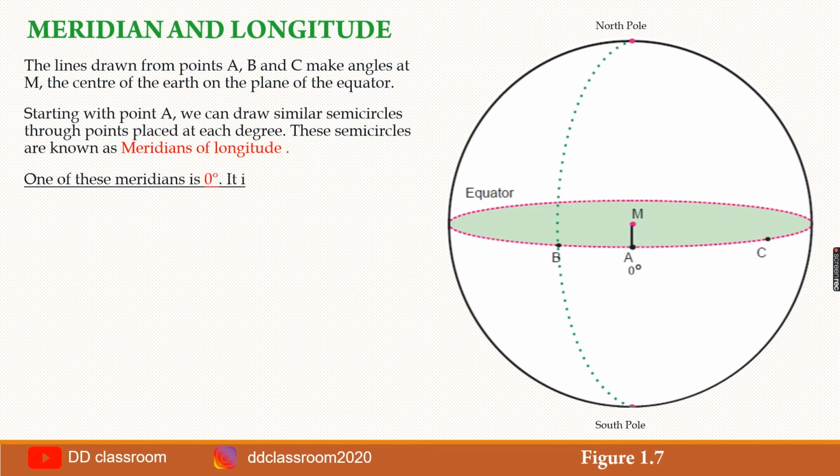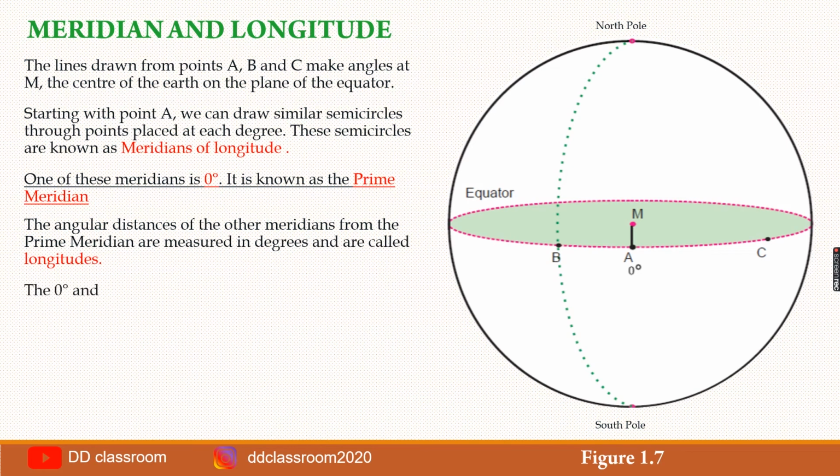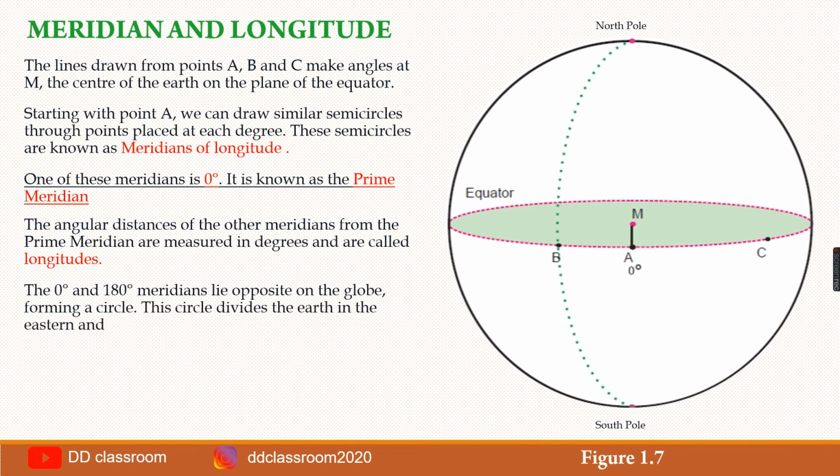One of these meridians is 0 degree. It is known as the prime meridian. The angular distances of the other meridians from the prime meridian are measured in degrees and are called longitudes. The 0 degree and 180 degree meridians lie opposite on the globe, forming a circle. This circle divides the earth into the eastern and western hemispheres.